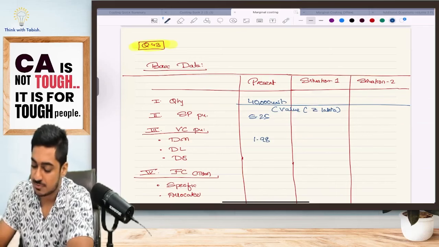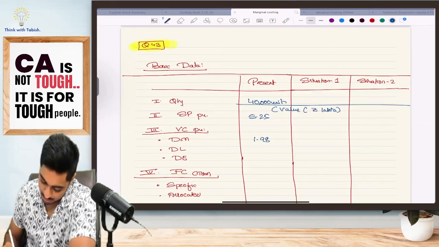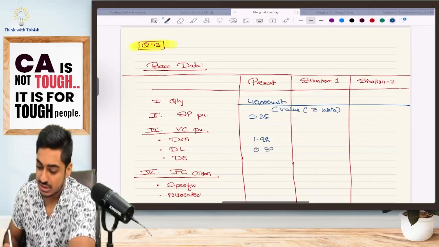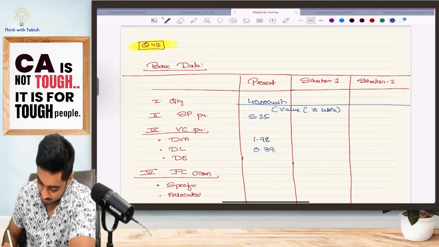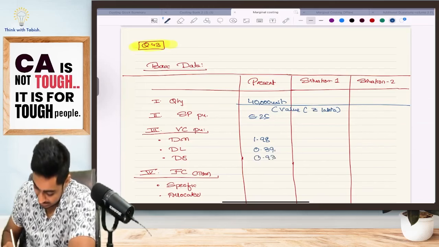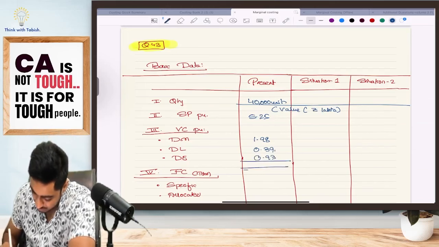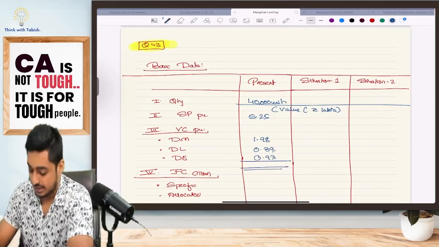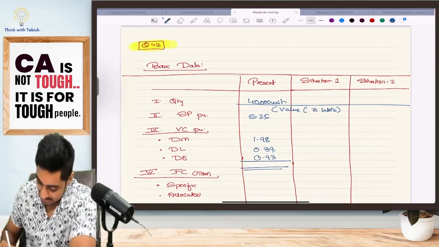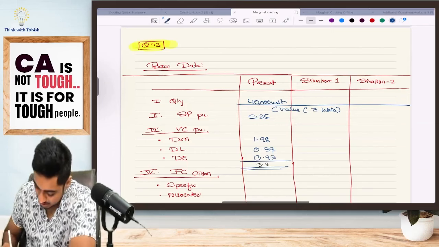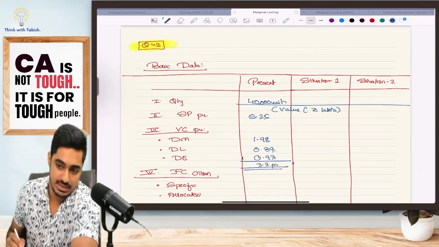Labor is how much? 15,600. That means per unit how much is it going to be? 0.39. Direct expense is how much? 37,200. That means per unit how much is it going to be? 0.93. That means what is my total variable cost per unit? Sir, 1.98 material, 0.39 labor, 0.93 direct expense. That means it is going to be 3.3. Yes or no? Yes, sir.